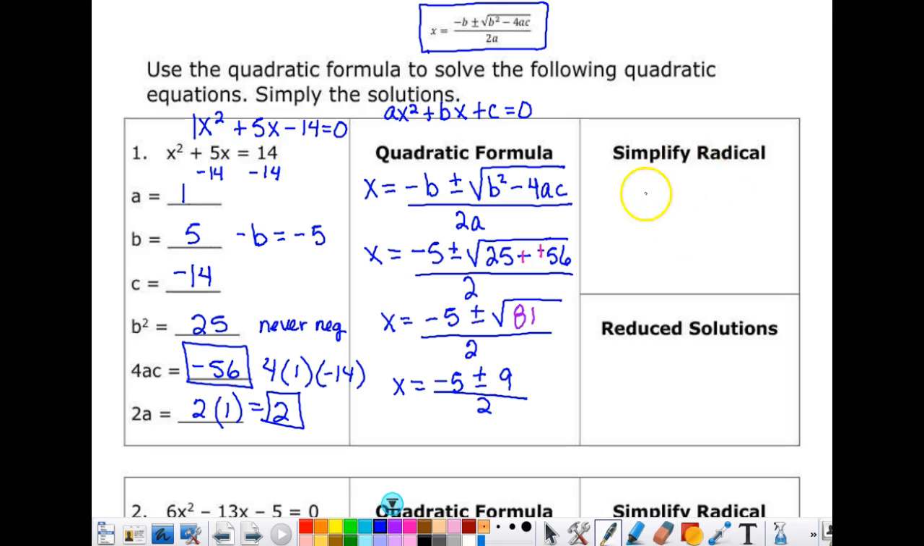And this right here is used to simplify your radical, but I kind of use it like we didn't need to simplify our radical here. It was just a 9. I just kind of use it for some scratch work.